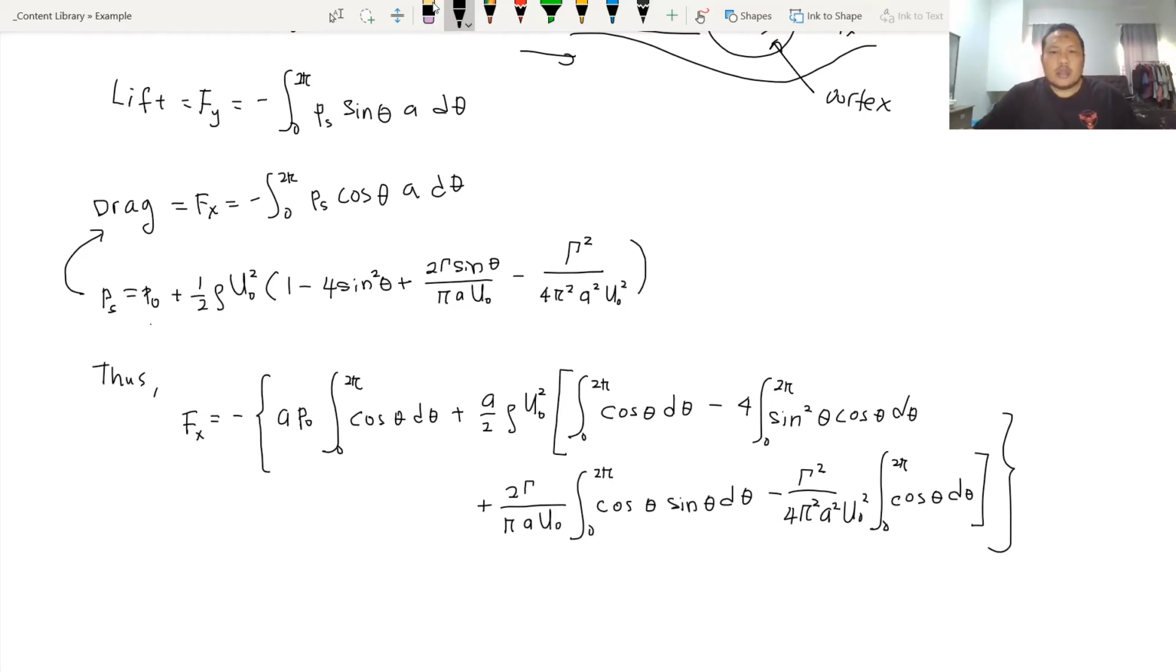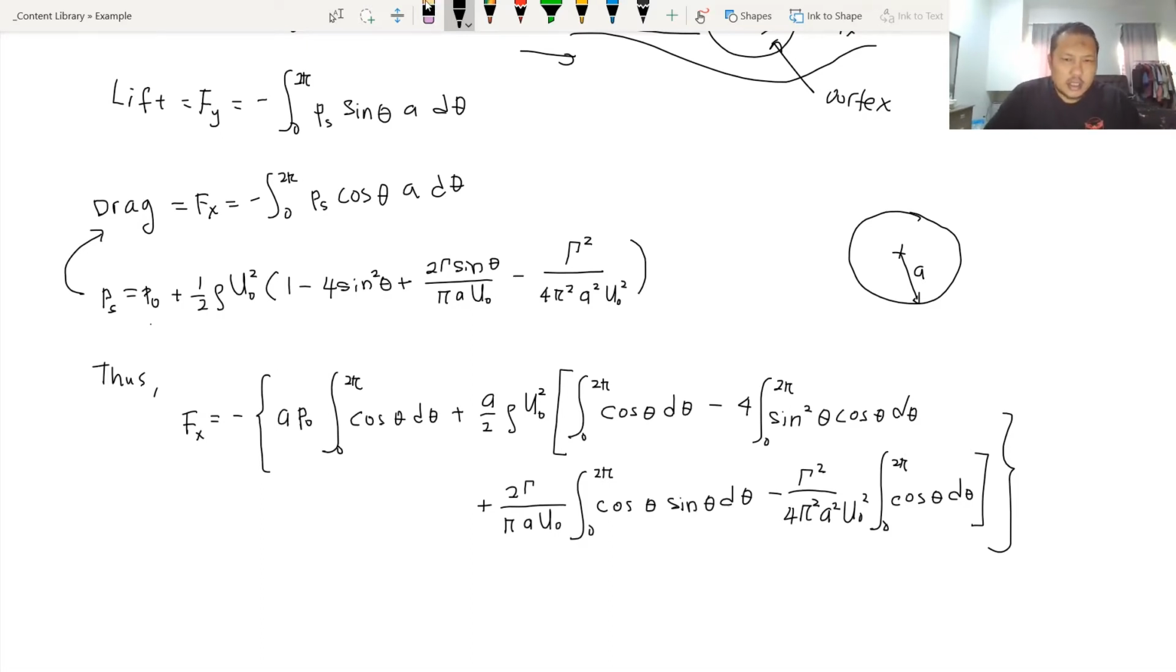Before I forget, for those who see this lecture for the first time and may ask what is meant by a, for the cylinder, a is actually the radius of the cylinder.